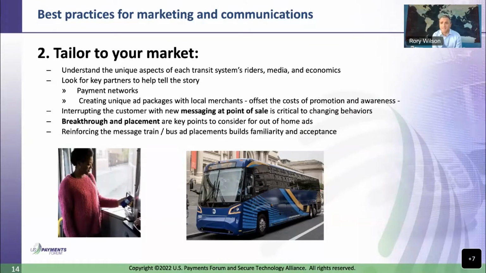Second, make the message consistent in each placement. And third, repeat it often. Leverage every media available on the agency's physical assets like stations, buses, trains, bus shelters, in your app, in community newspapers or metro newspapers.